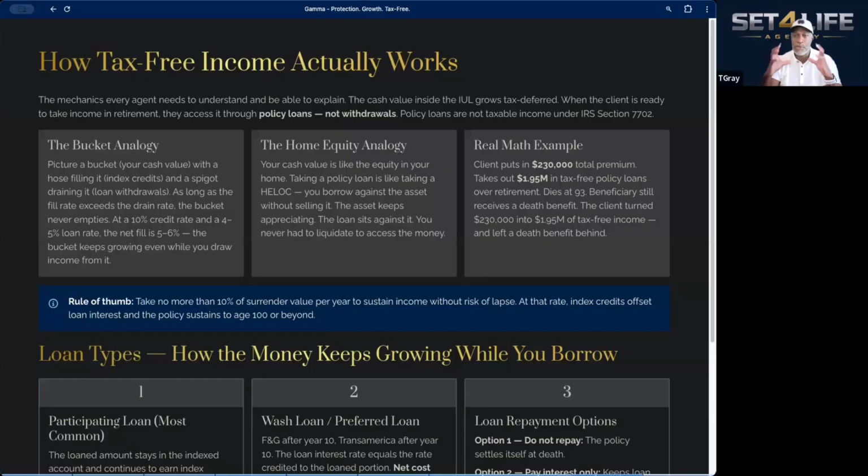All right, so let's do it with real money, real numbers. Let's suppose a client has put in $230,000 of total premium. And over the years of retirement, they take out $1.95 million in tax-free policy loans, and they die at age 93. Guess what? The beneficiary still gets a death benefit. The client turned $230,000 of contribution into $1.95 million of tax-free income and still left a death benefit behind. That is absolutely amazing, right?